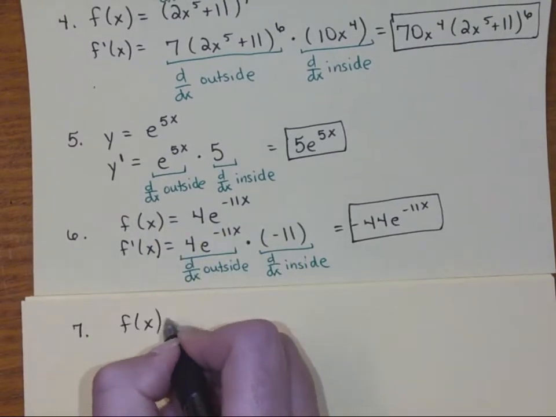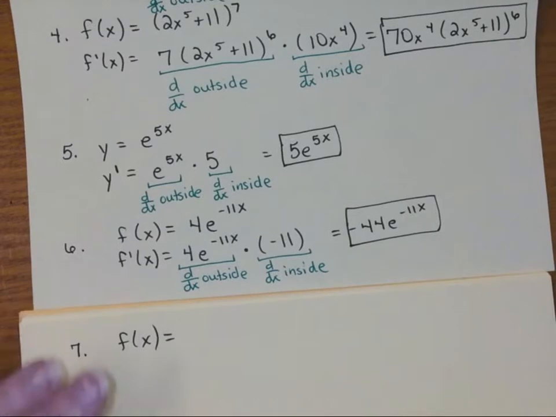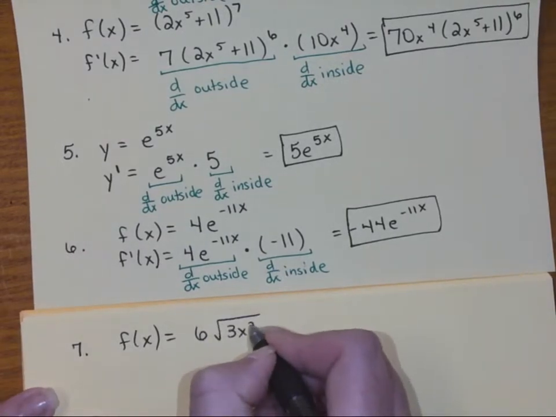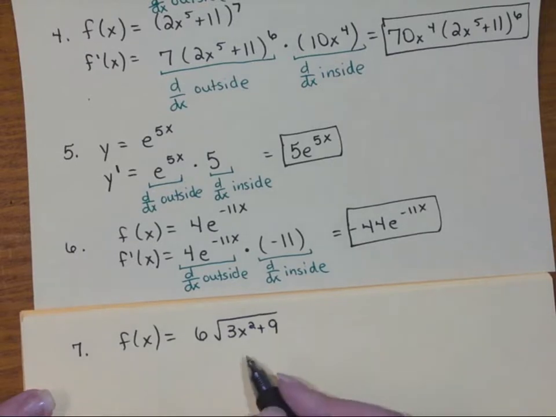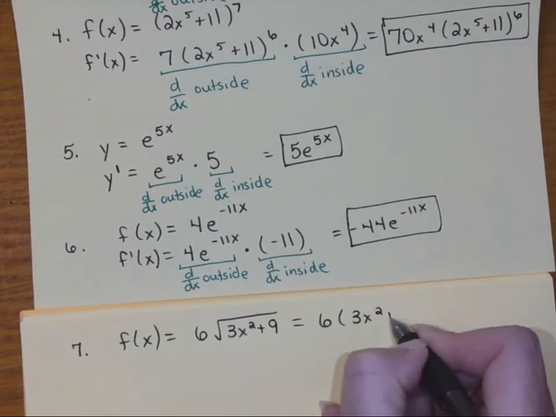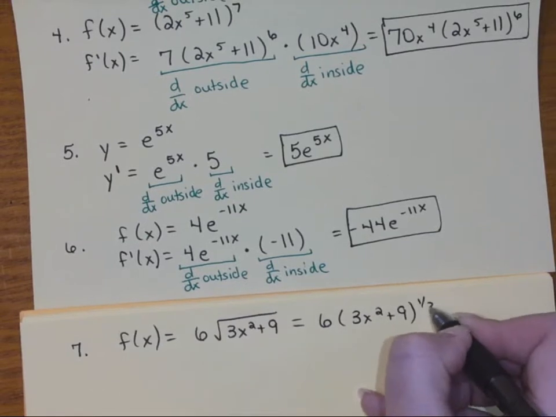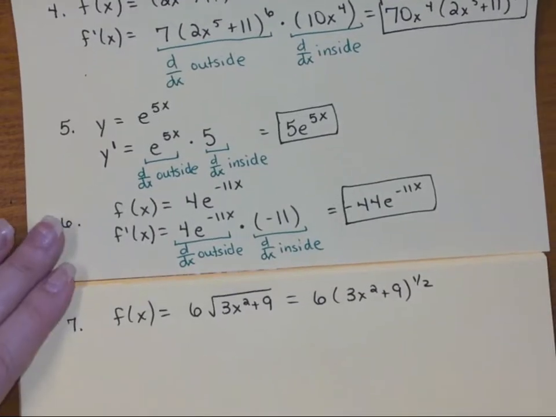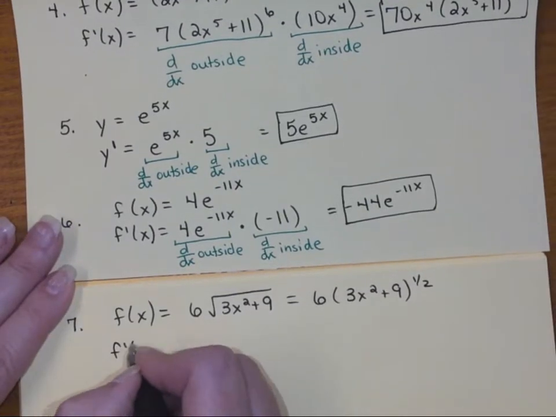f of x equals 6 times the square root of 3x squared plus 9. Just like we did for test 1, we don't want to see things under a root or in a fraction when they could be written in another way. So I'm going to rewrite this as 6 times that 3x squared plus 9 to the 1/2 power, and then I can do power rule just like normal.